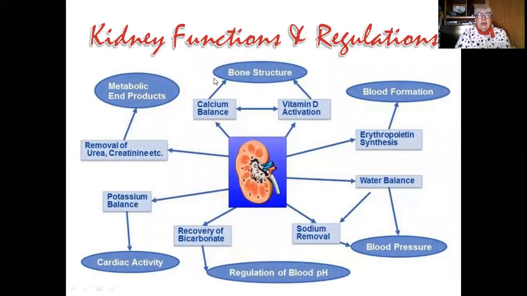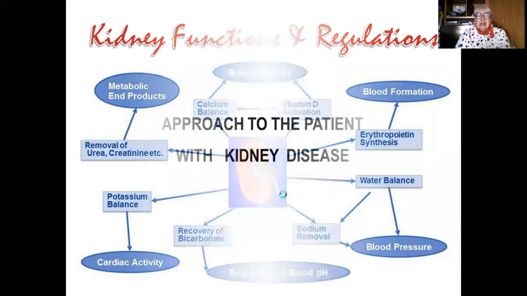So, on the basis of these functions, the kidneys regulate the function of organs and systems. For the first, cardiac activity, then blood pressure, then blood formation, bone structure, regulation of blood pH, and metabolic products excretion. So that's why the kidney is a vital, important organ, as we know.